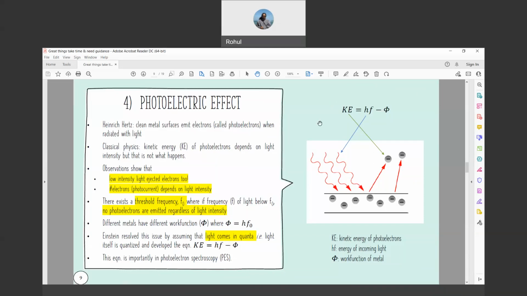So if you look at this diagram or figure, you will see that these metal surfaces have some electrons. Okay, that's how metals conduct electricity, because they have free moving electrons. And then you irradiate this metal surface with some light. But that light needs to have a frequency above the threshold frequency. So if you hit the metal surface with light above the threshold frequency, you will see some electrons, called photoelectrons, emitted from the surface. And then you can calculate the kinetic energy of the photoelectron using this KE equals hf minus psi.